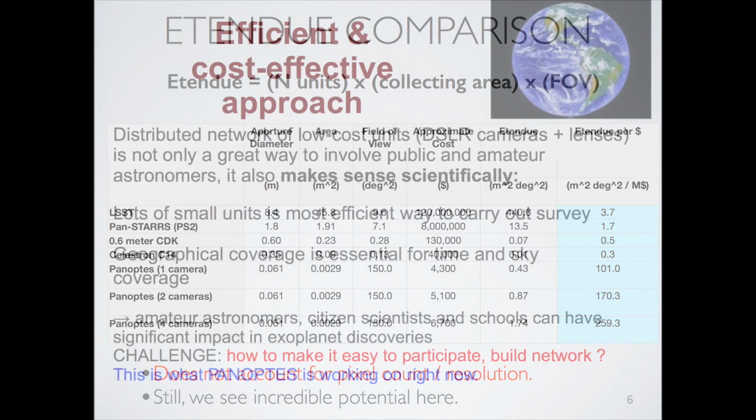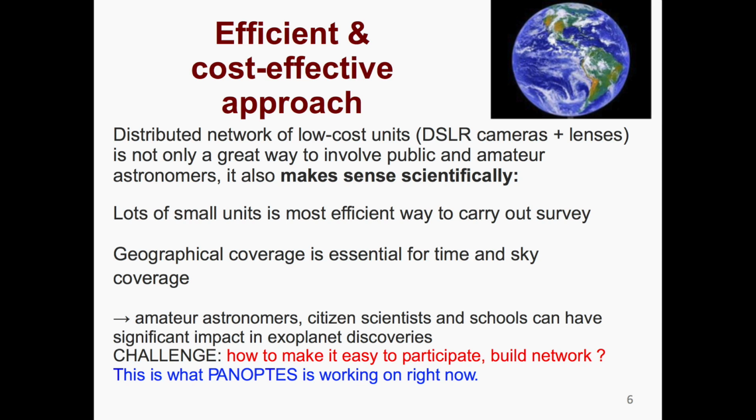Slide 6. So what we really want to do is establish a distributed network of such DSLR-based units that are run by amateur astronomers, not only because it makes sense from an outreach and public involvement point of view, but as I showed you on the previous slide, because it really makes sense scientifically. And having lots of small units is a very efficient way to carry out this type of survey.